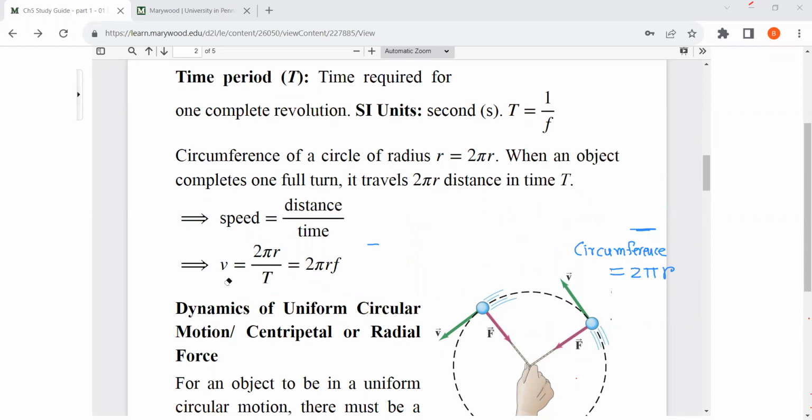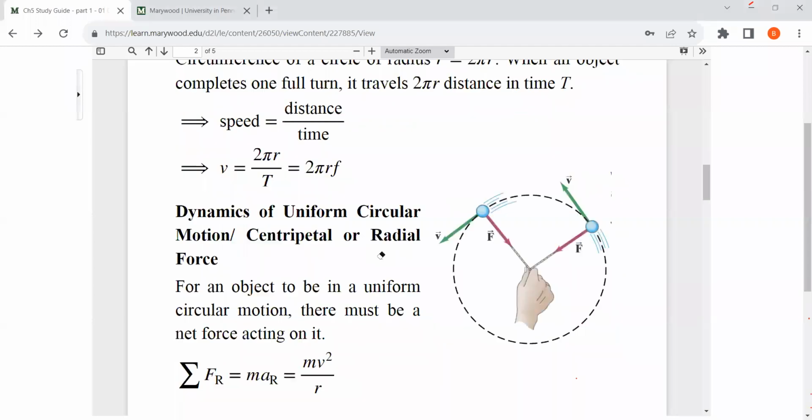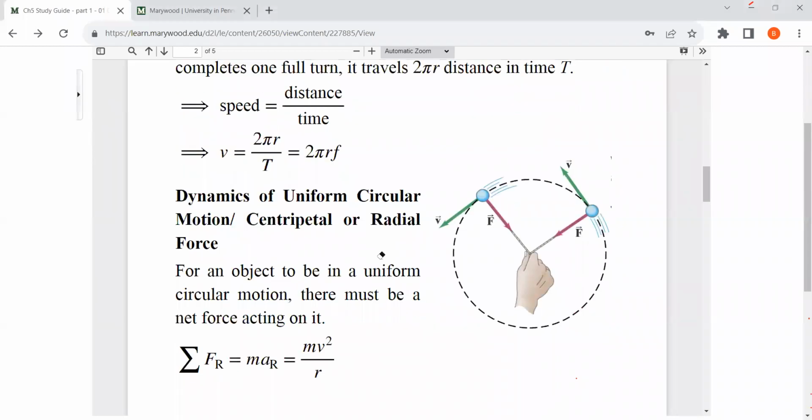The next thing is the centripetal force. Earlier in chapter 4 you learned that force and acceleration are related, right? Newton's second law of motion tells us that force is equal to the mass times the acceleration, right? So that's Newton's second law. Now here we see that there is an acceleration a_r, so there should be some force toward the center of the circular path.